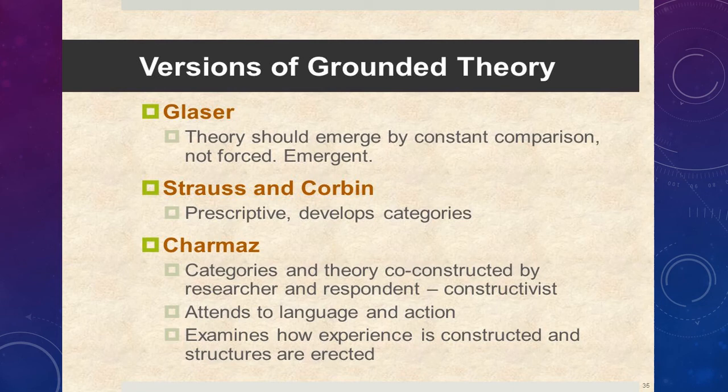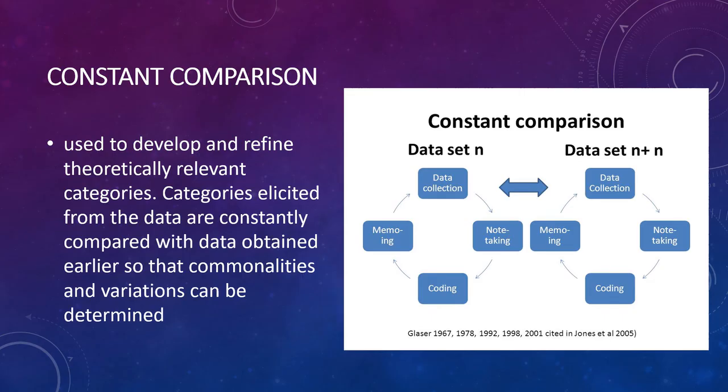For Strauss and Corbin, who was a nurse, they looked at it as prescriptive and developed categories. For Charmaz, it's more constructivist grounded theory. Categories and theory are co-constructed by the researcher and respondent, it attends to language and action, and examines how experience is constructed and structures are erected. And many of the nursing research adopt mostly these three versions of grounded theory.